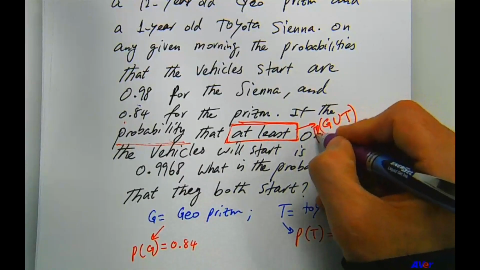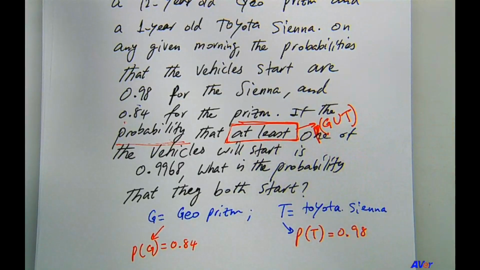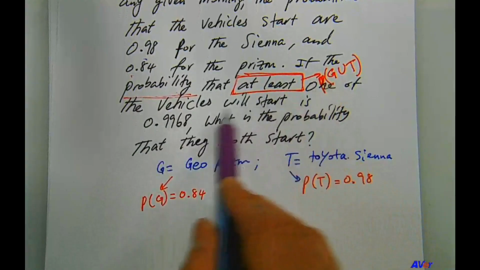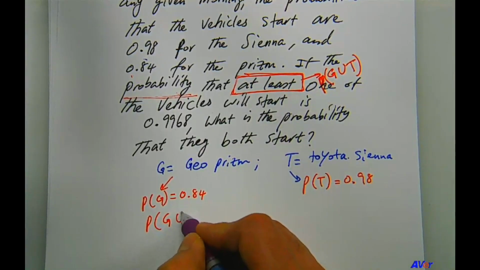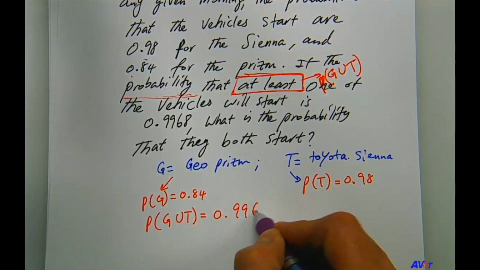So there's a P right there. P, probability of the Prism union Toyota starting. One of the vehicles will start is 0.9968, and that's the union event. They're telling us the probability of the union event. So the probability that G union T is equal to 0.9968.